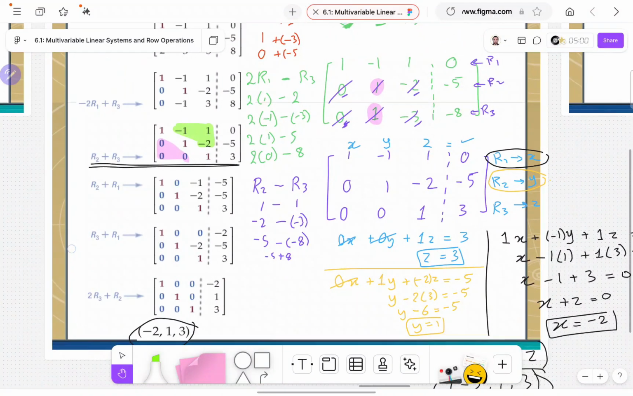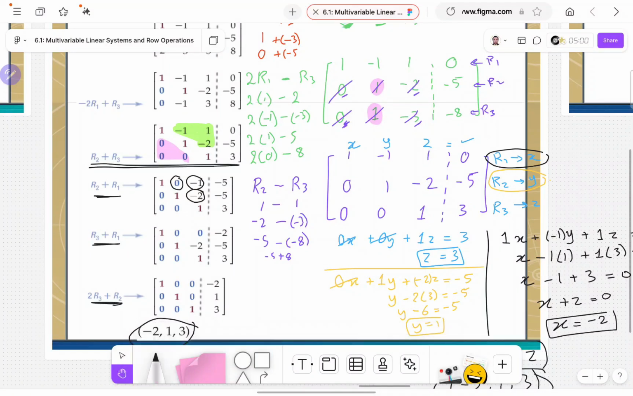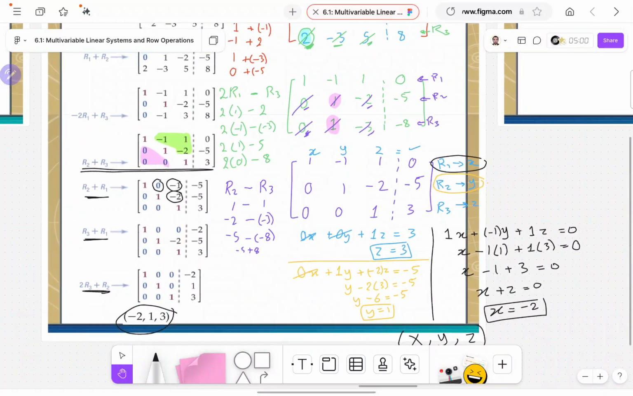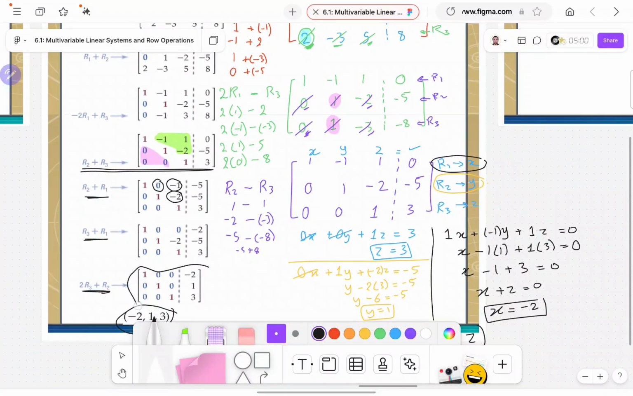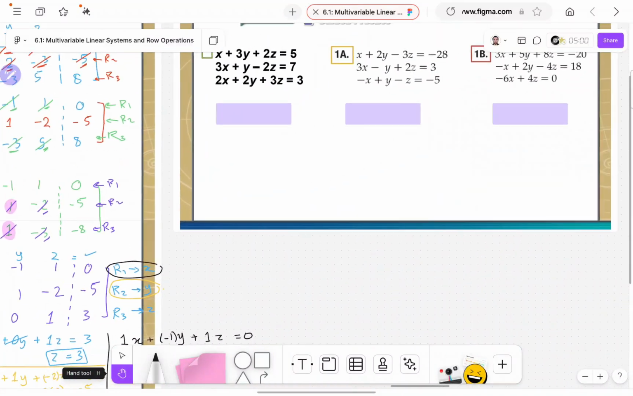For example, I need to make this value equal 0, so I have to solve row 2 with row 1. If I need to make this value equal 0, I have to solve row 3 with row 1. If I need to make this value equal 0, I need to solve row 3 with row 2. Just solve them normally as we did, then you find the answer. So the final matrix will be in the shape of row echelon form. We're done. I hope you understand.